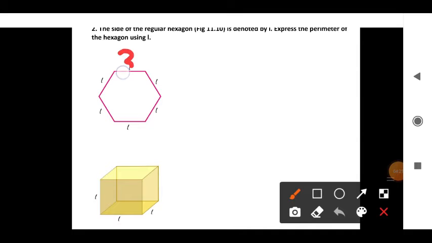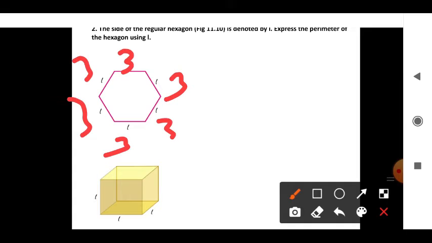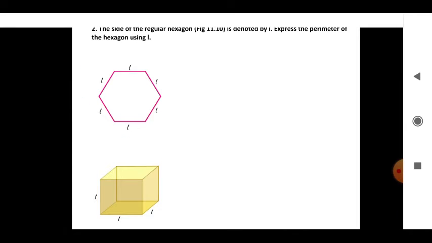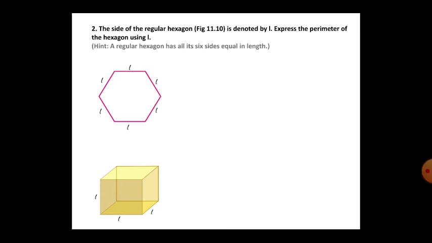For example, if it is 3 centimeters, this side is also 3, this is also 3, this is also 3, this is also 3, and this is also 3. If all these sides are equal, then that figure is called a regular hexagon. Regular pentagon means all 5 sides are equal. Like that, in a regular hexagon all 6 sides are equal in length. The side of a regular hexagon is denoted as L, and the perimeter is the sum of all the sides. How many sides? 6 sides. So that is 6L.